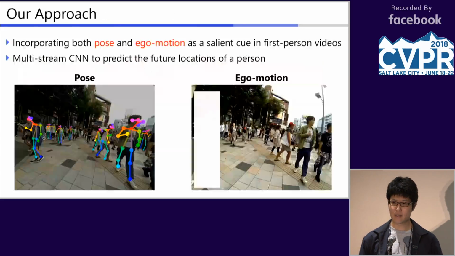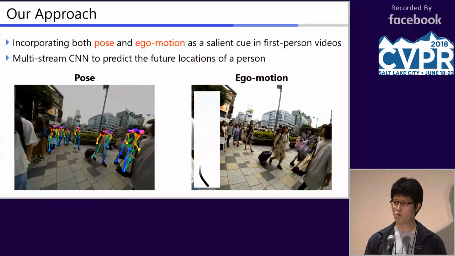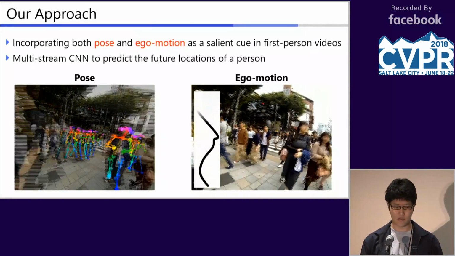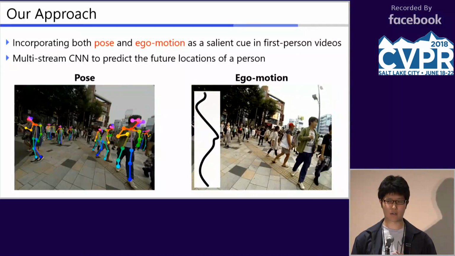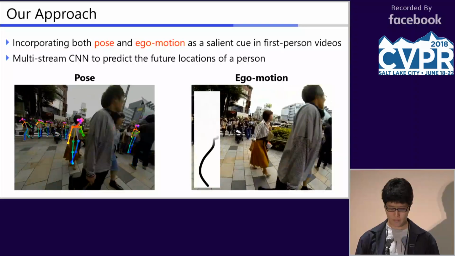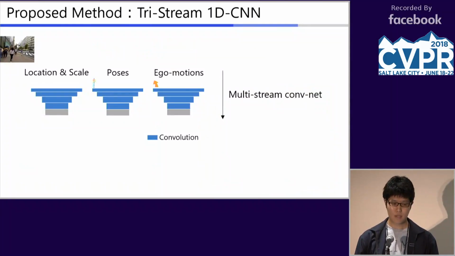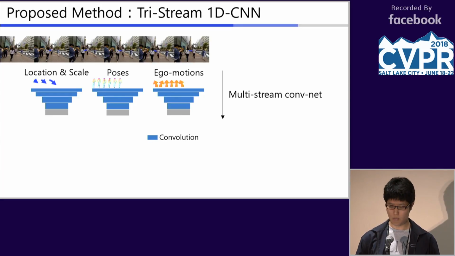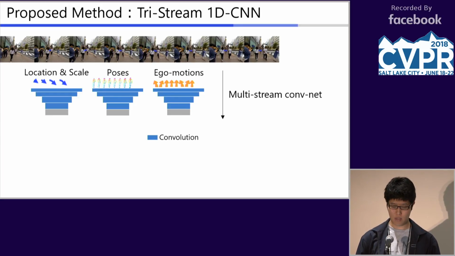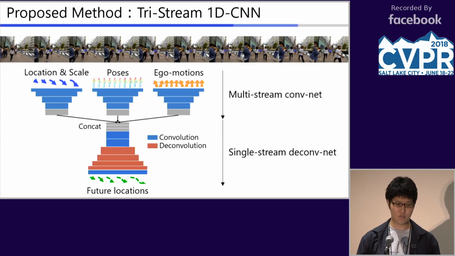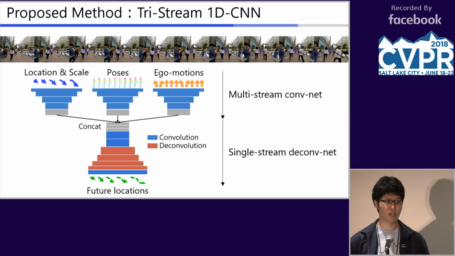So how to do that? Our approach is to incorporate both the target's pose and the wearer's ego motion as salient cues in first-person videos. We fuse those cues in a multi-stream convolutional neural network. Our method consists of 3 convolutional streams. Every stream applies 1D temporal convolution to extract temporal patterns in every modality. And we fuse such 3 cues in a single convolution network and directly predict the 2D future locations of a person.